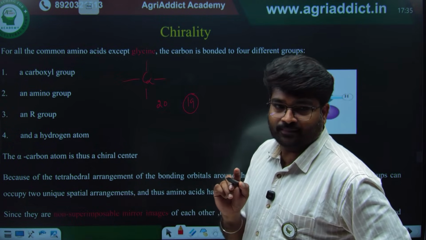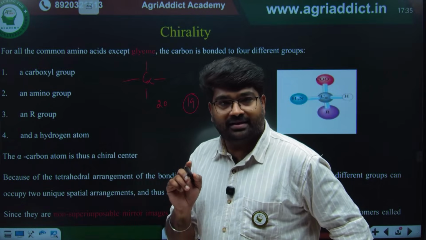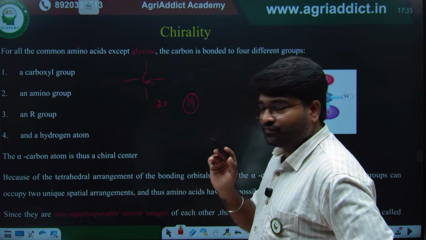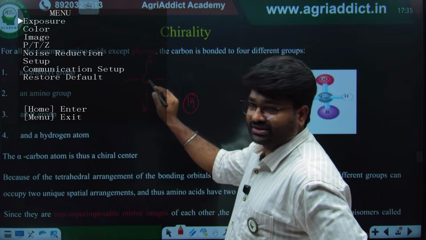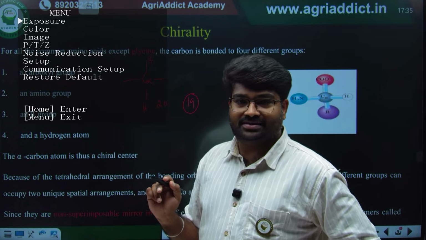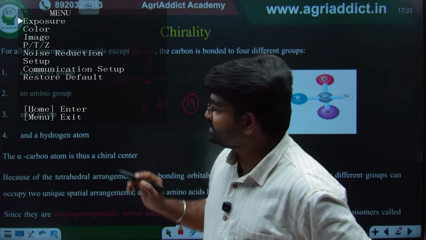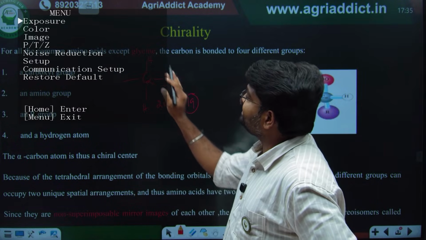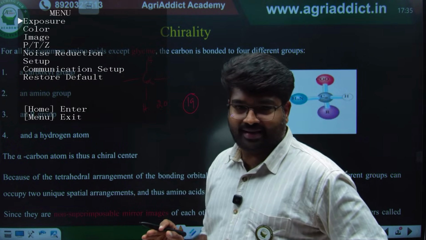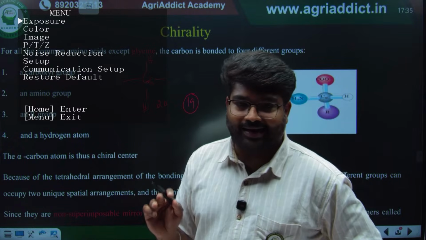Glycine. Because if you see in glycine, there will be 2 hydrogen atoms attached to the C alpha carbon. I hope this is clear for everyone. So C alpha will be attached with 2 hydrogens. So glycine is not a chiral molecule. Clear? Glycine is not a chiral amino acid.